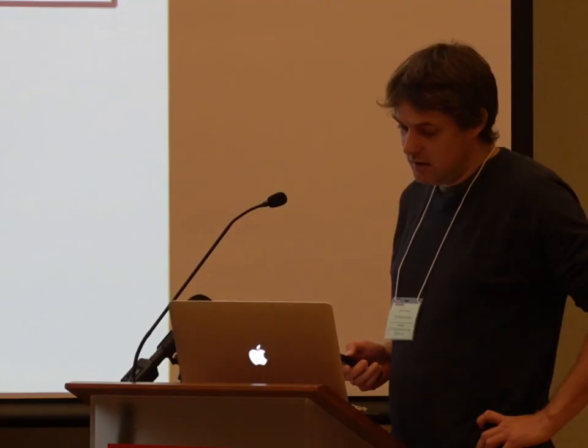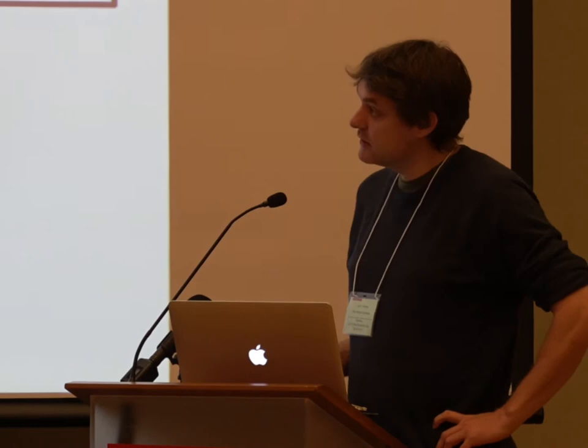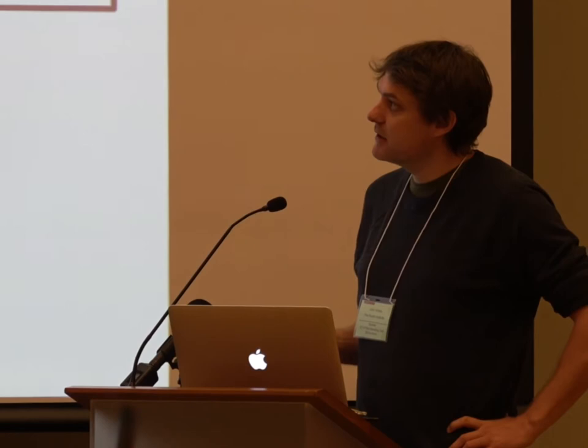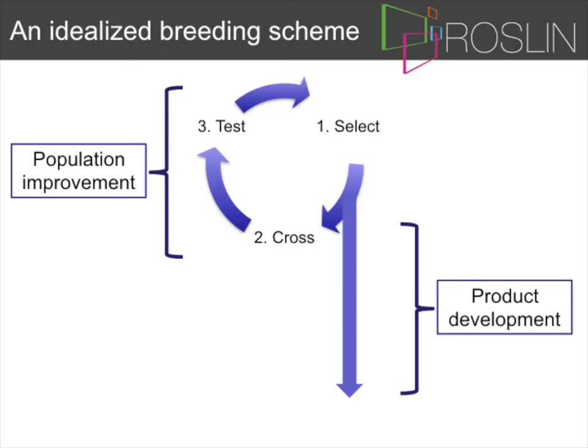So everybody in this room knows what a breeding program looks like, but I need to start somewhere, so I start here. In an idealized breeding program, we have essentially two pieces. We have a population improvement piece where we test, select, cross, test, and we repeat this process as quickly and as accurately as possible. Then periodically, we extract out of this population improvement component a product and disseminate that to farmers in some way.